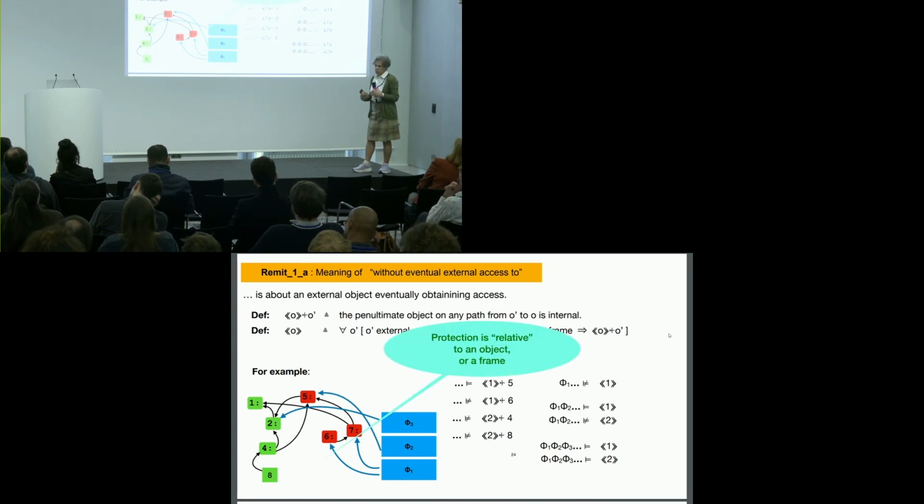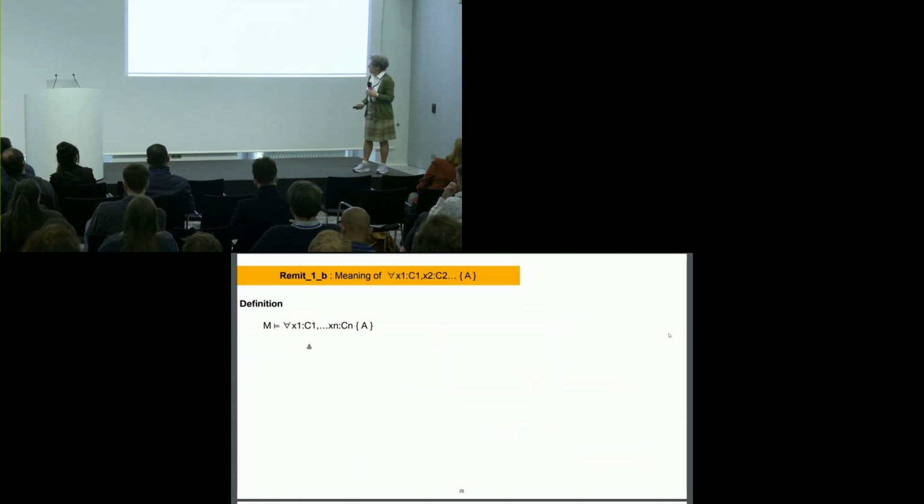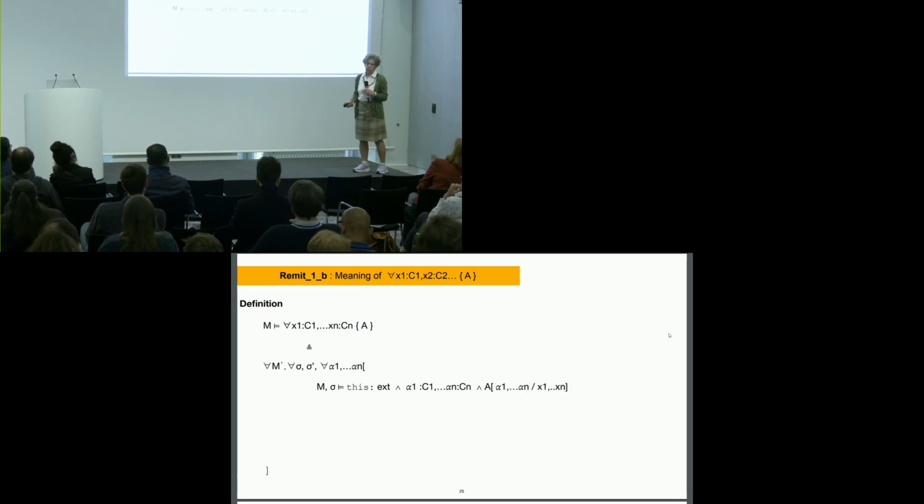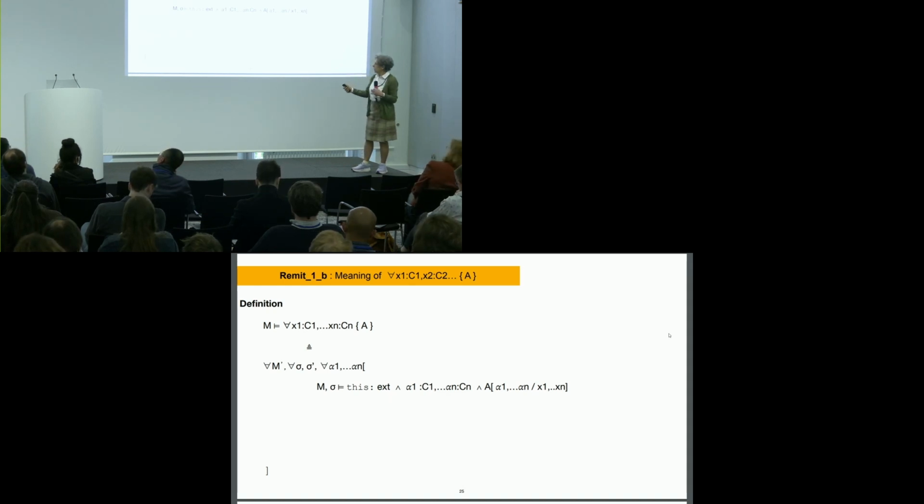So we have got to this concept of protection. This is relative. The next question is, what do these two-state invariants mean? Some of the definition goes along the general idea of two-state invariant. So we start with a state that is external because we are only interested in preserving the invariants from the point of view of the external world.